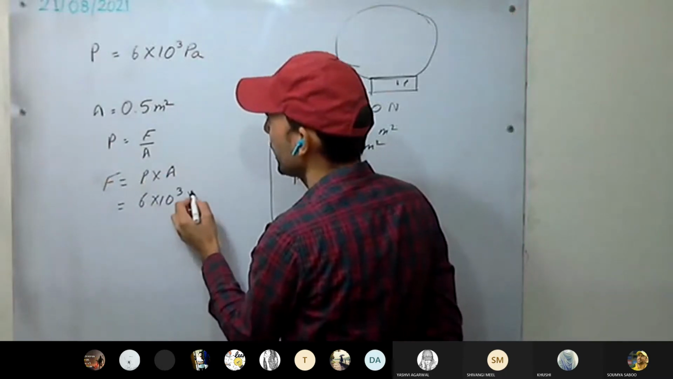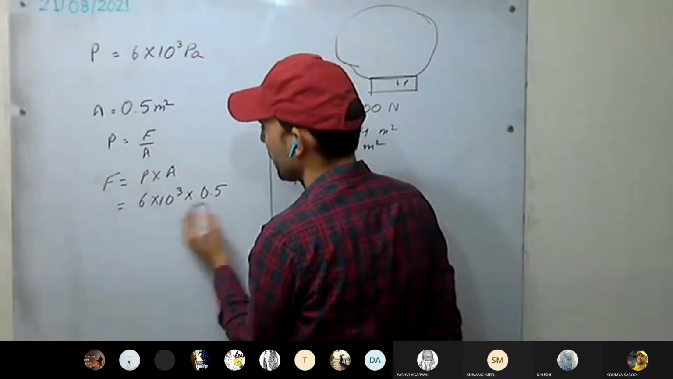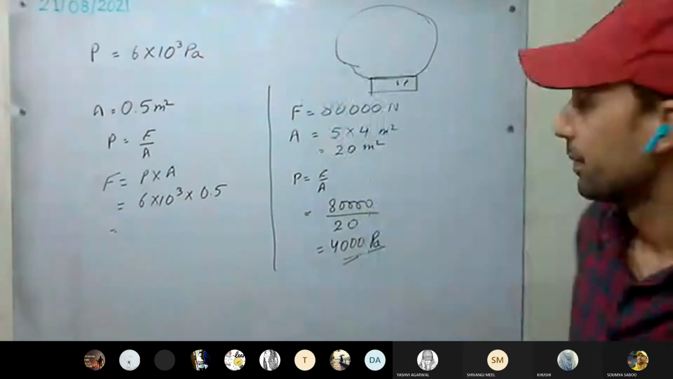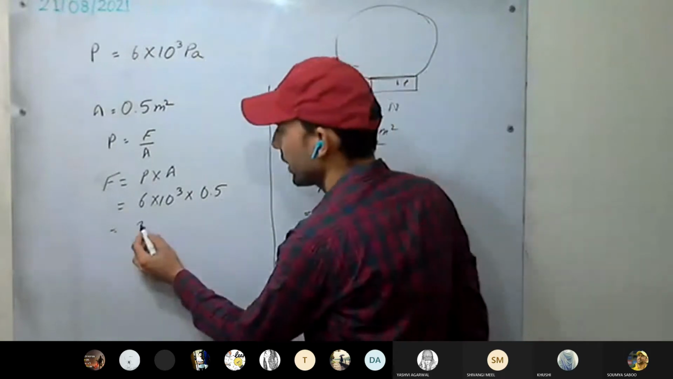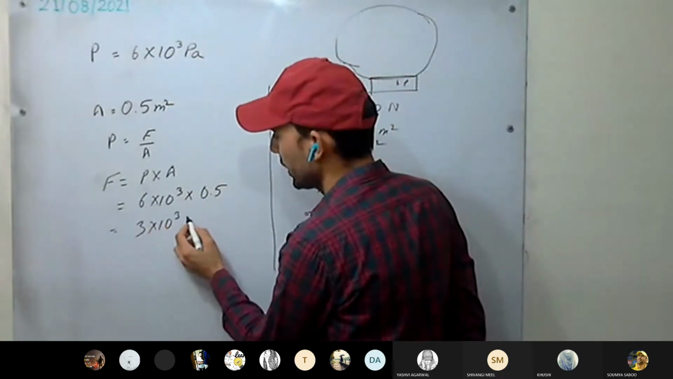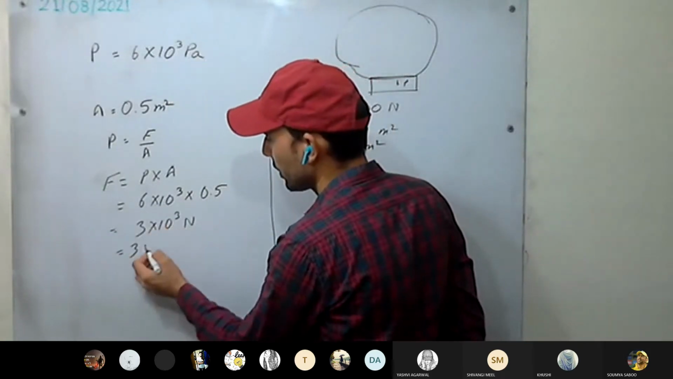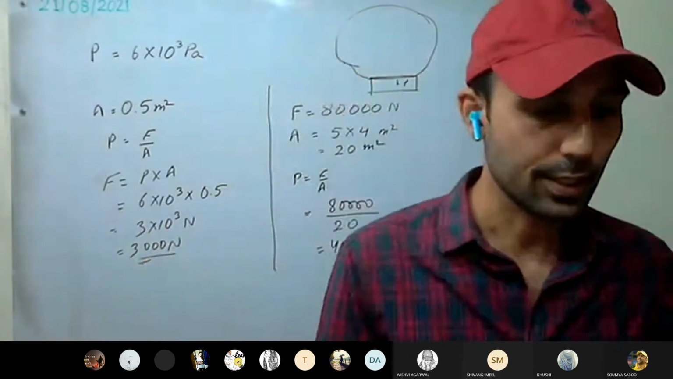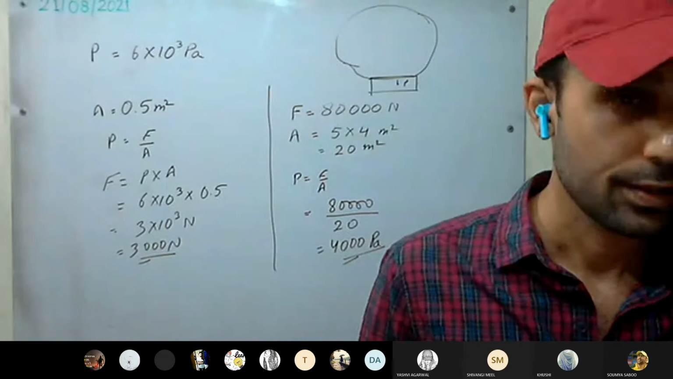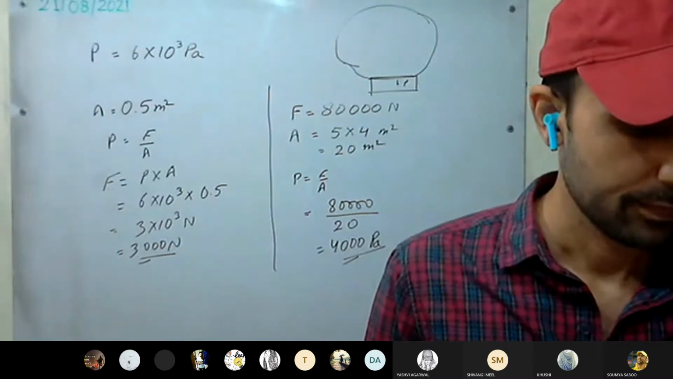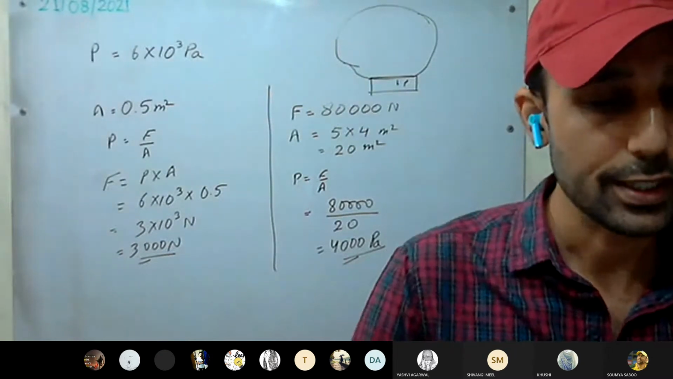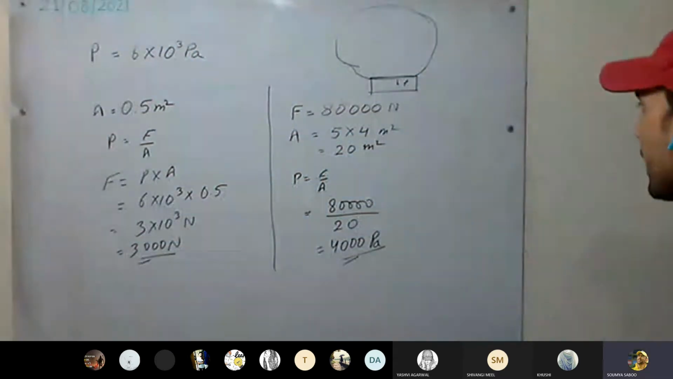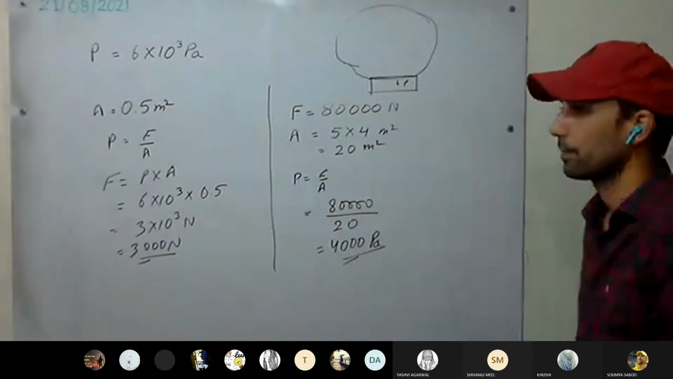6 into 10 raised to power 3 into 0.5. So 6 into 0.5 will be how much? 3. 3 into 10 raised to power 3 Newton, or 3000 Newton. Is this clear to all? 3000 Newtons. Have you all got the answer? Okay, try the last one.